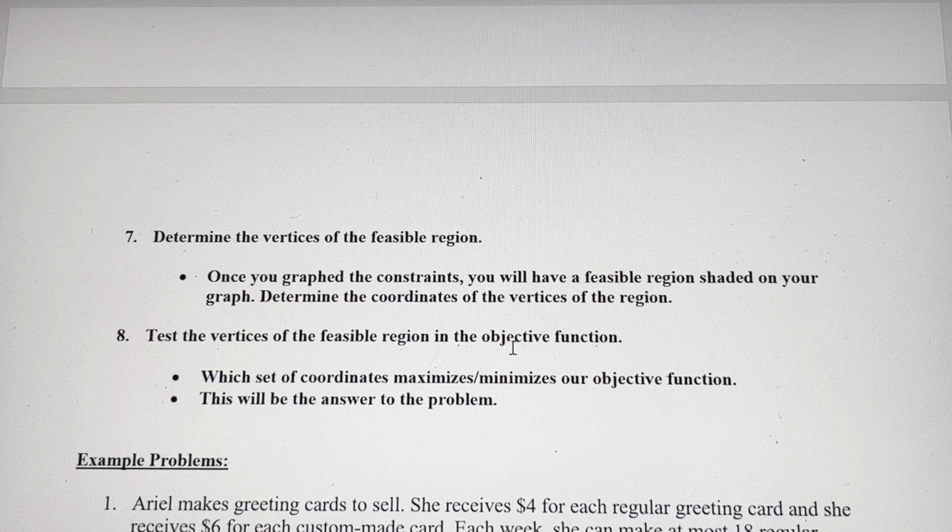Last 2 steps. Once we've graphed, we're going to end up with some geometric shape. It's going to be a triangle, or some quadrilateral of some type. Depending on how many inequalities we had, our feasible region could change shape. The ones that we're going to deal with in both the examples worked here will end up with a triangular feasible region.